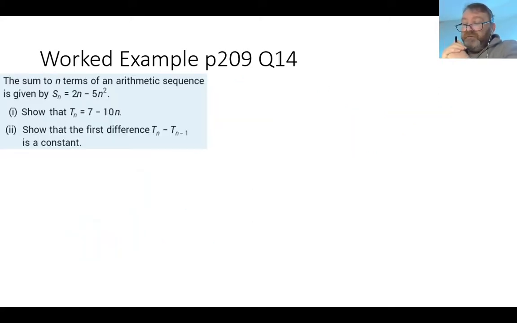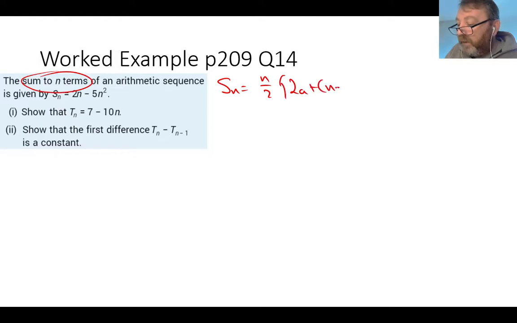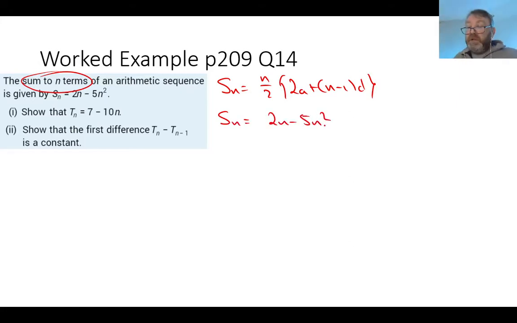Page 209, question 14. The sum to n terms. What do I do? S of n equals n over 2 times 2a plus n minus 1 times d. Am I going to use it? Having a breeze. They mentioned it, so I write it down. The sum of an arithmetic sequence is given by S of n equals 2n minus 5n squared. Show that t of n is equal to 7 minus 10n.